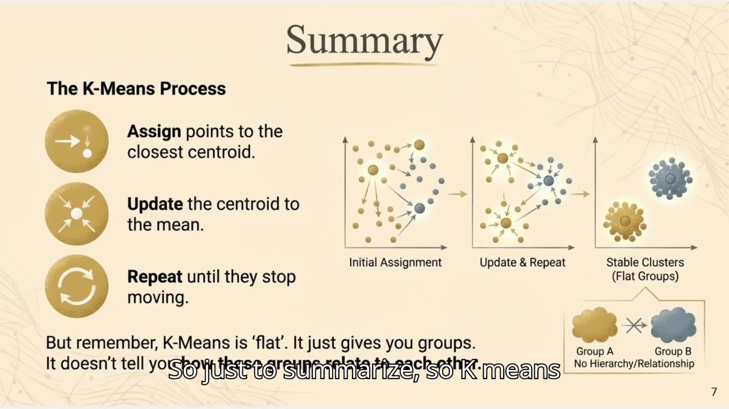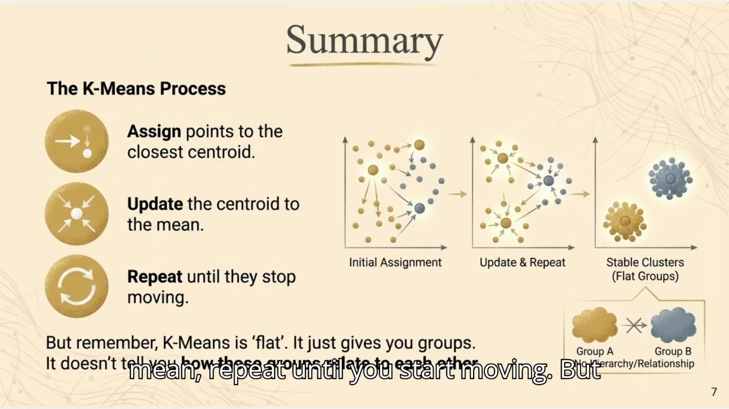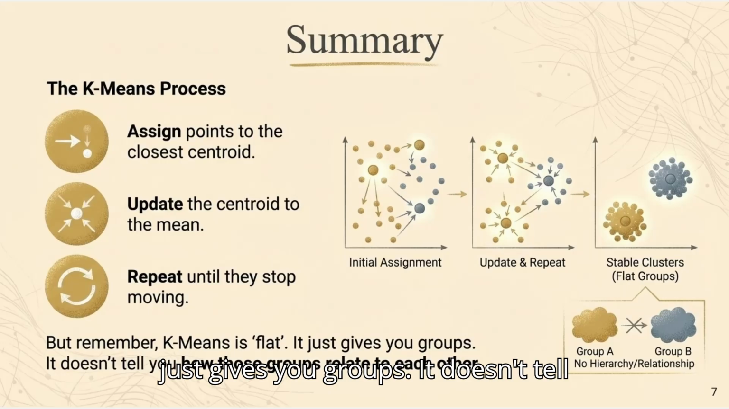So just to summarize, k-means first assigns points to the closest centroid. Update the centroid to the mean. Repeat until they stop moving. But remember, k-means is flat. It just gives you groups. It doesn't tell you how these groups relate to each other. For that, you need something like a family tree. That is called hierarchical clustering. And that's for another topic.